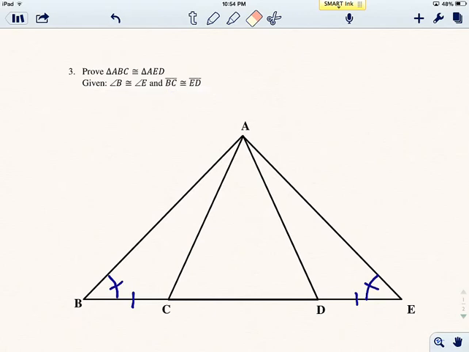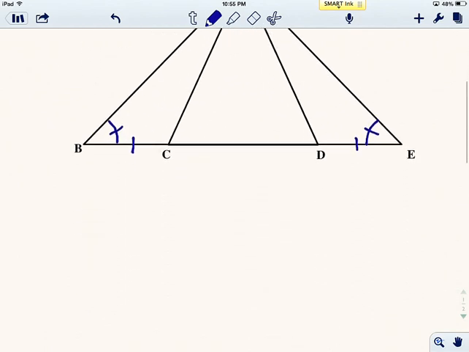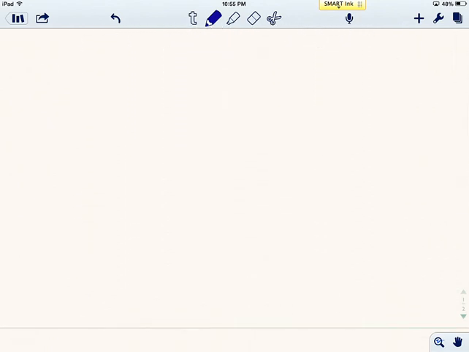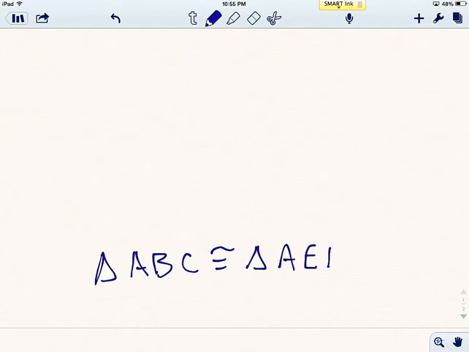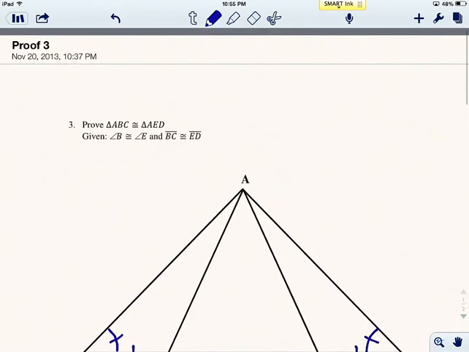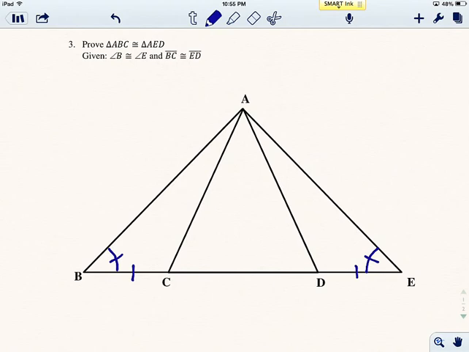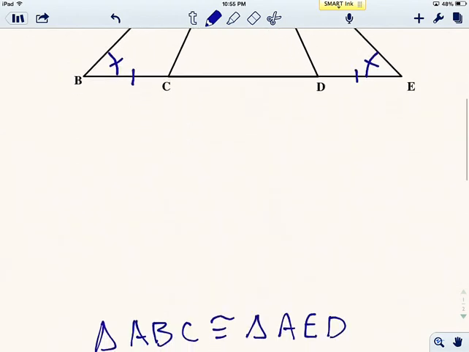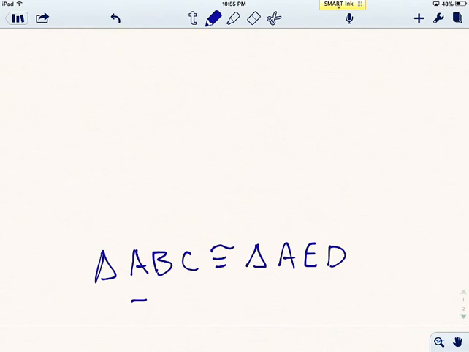Okay, so I've got my given. Now let's come up with our roadmap. We want to say that ABC is congruent to AED. So let's just go ahead and write that in. That's always a great step. So ABC is congruent to AED. We're going to put that down here. We're going to say that triangle ABC is congruent to triangle AED. I think I got that right. ABC and AED. Good.